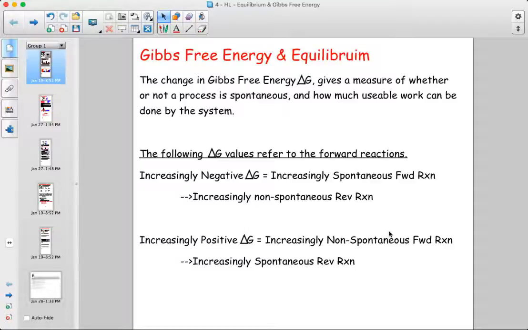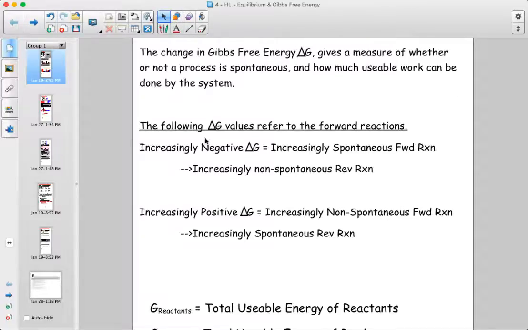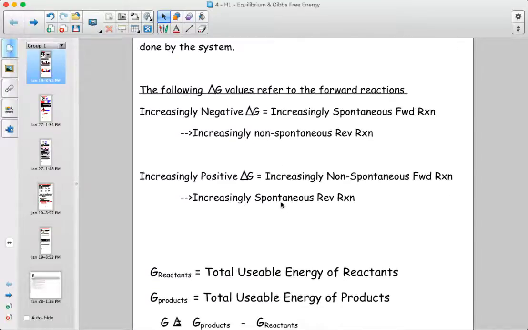Delta G can also be called the usable work that is either released or absorbed by a given process. Just to review, the more negative a delta G, the more spontaneous the forward reaction. And now that we're considering reactions that go forward and backward, the more spontaneous the forward reaction, the more non-spontaneous the reverse reaction.